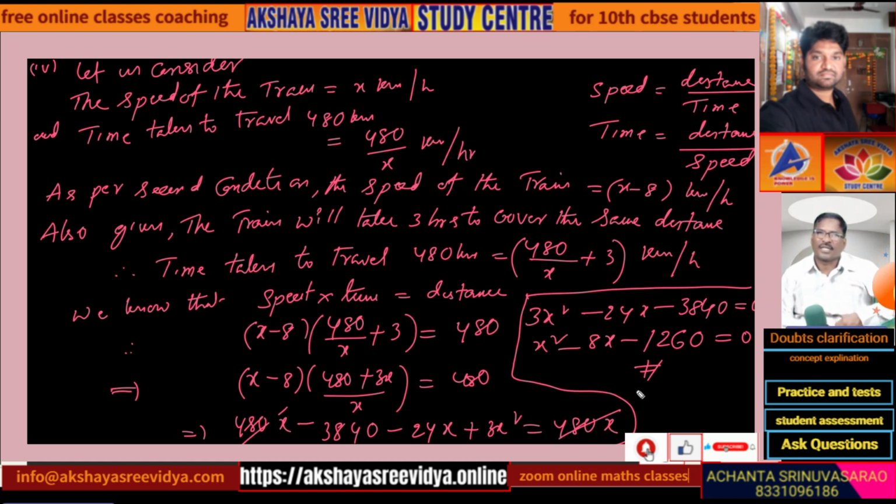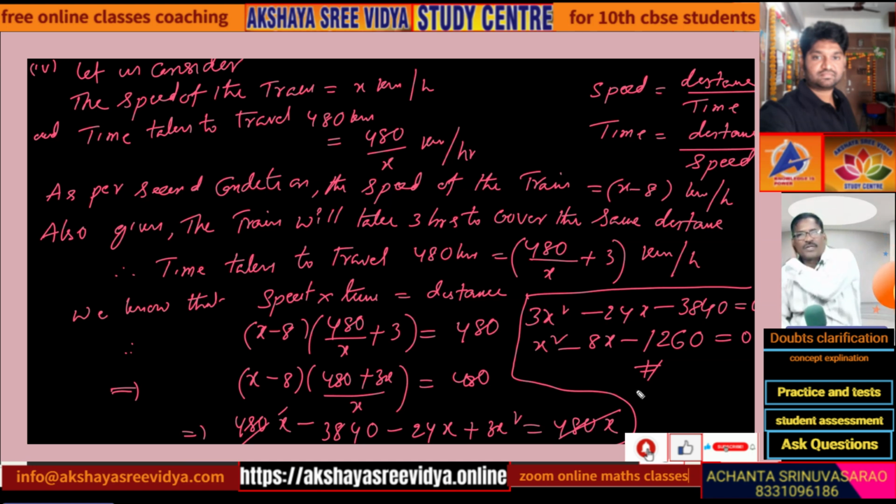As per the second condition, the speed of the train is x minus 8 kilometers per hour. Also given the train will take 3 hours more to cover the same distance. Time taken to travel 480 kilometers is equal to 480 by x plus 3.